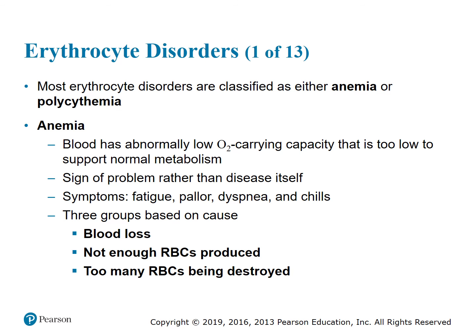Erythrocyte disorders. Most erythrocyte disorders are classified as either anemia or polycythemia. In anemia, blood has an abnormally low oxygen carrying capacity that is too low to support normal metabolism. It is a sign of a problem rather than a disease itself. Symptoms are fatigue, pallor, dyspnea, and chills. There are three groups based on the cause: blood loss, not enough red blood cells produced, or too many red blood cells being destroyed.